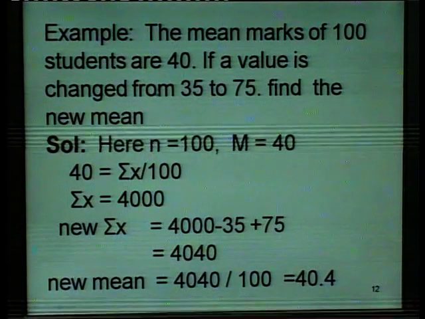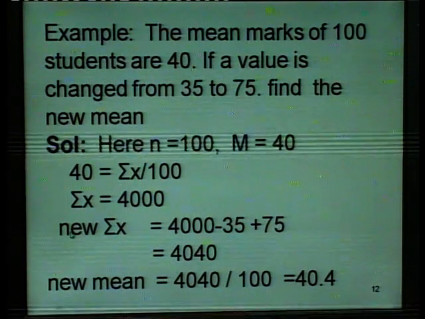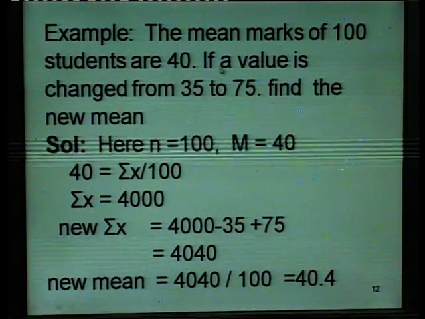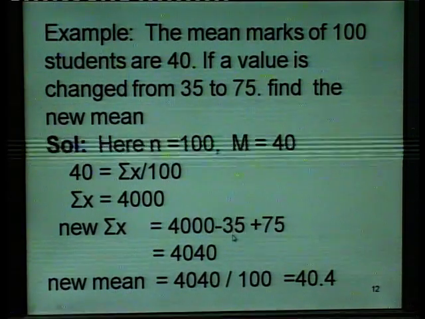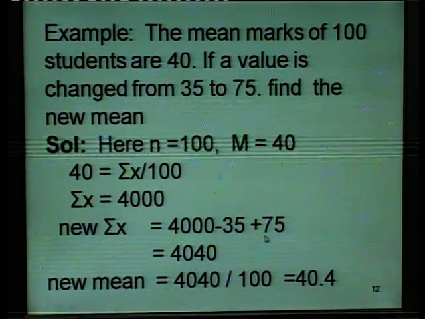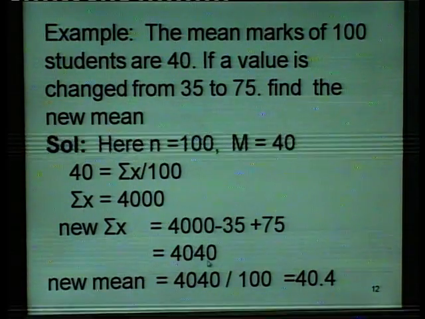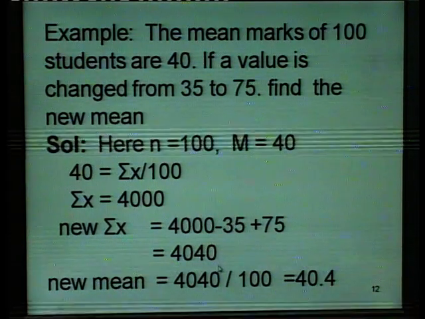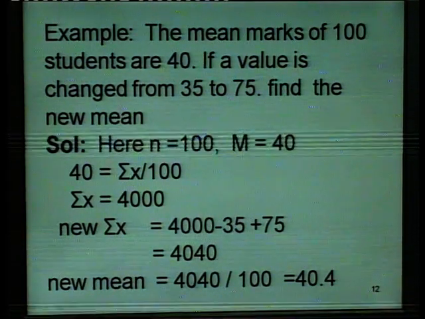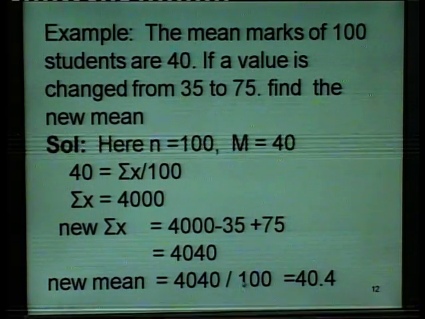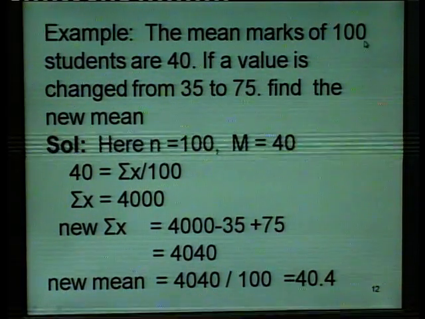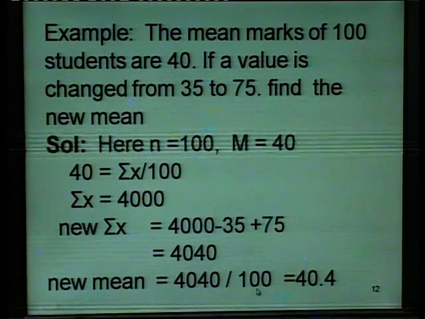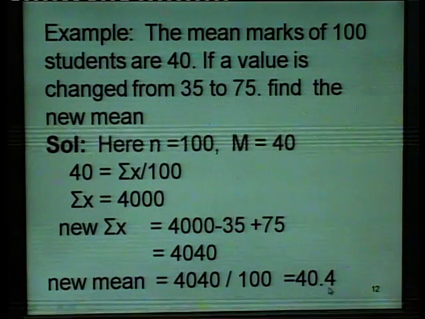Now we have changed 35 to 75. So new summation x, new sum of marks, is 4000. We have changed 35, so we subtract 35 and add 75. So we come up with 4040. So new summation x is 4040. Now this is the new sum of marks. So new mean is equal to sum of marks divided by number of observations. Number of observations is the same as previous, 100. So summation x by n is equal to 40.4.